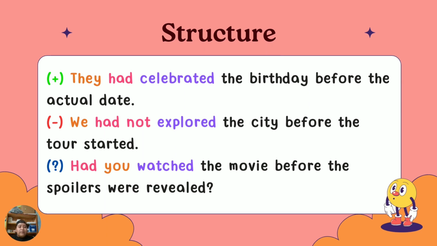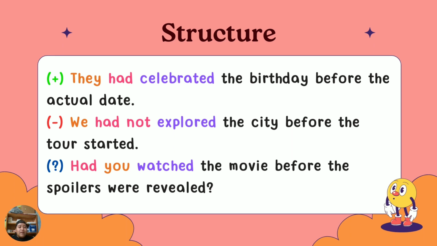In the positive form, they had celebrated the birthday before the actual date. We have the subject they, the auxiliary verb had, the main verb in past participle celebrated, and the complements. In a negative form, we had not explored the city before the tour started. We have the subject and the auxiliary verb in negative form, had not, explored the main verb in past participle, and the city before the tour started, the complement.